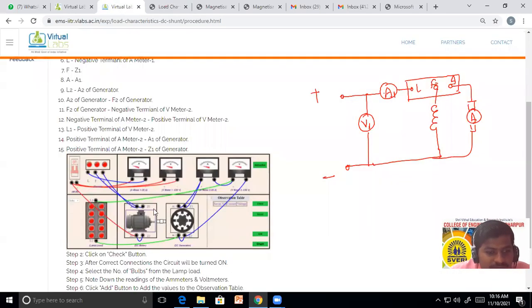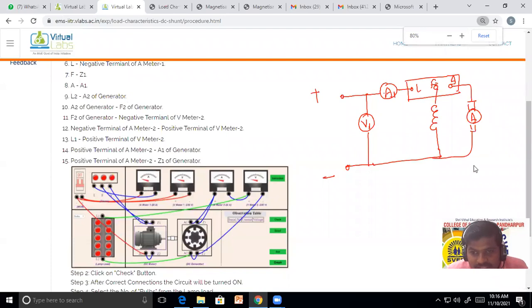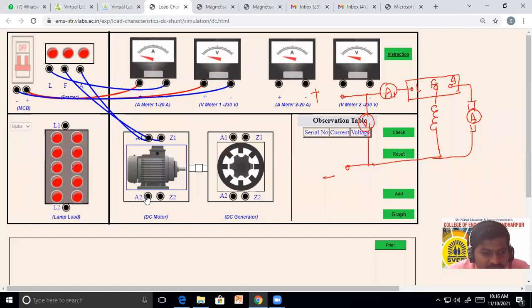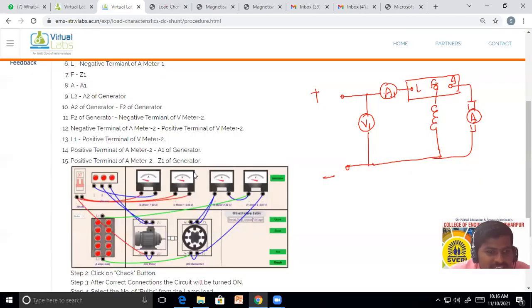Okay, now see, A2 and Z2 are common and this is connected to negative. हे झालं पहिलं मोटरचं कनेक्शन. Now here it is the coupling. Now the generator connection is there. जनरेटरचं कनेक्शन काय येईल बघा.